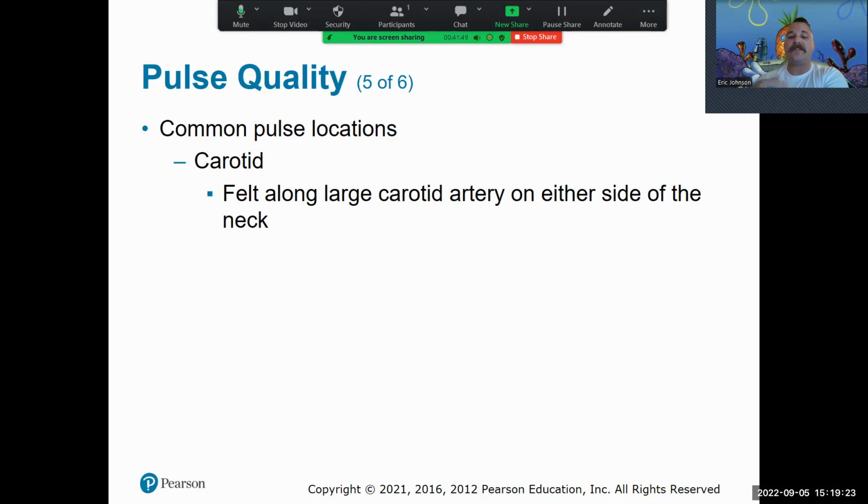If you're on their left side, check on their left side. If you're on the right, don't check the left. If you're on the left, don't check the right. I think that makes sense.